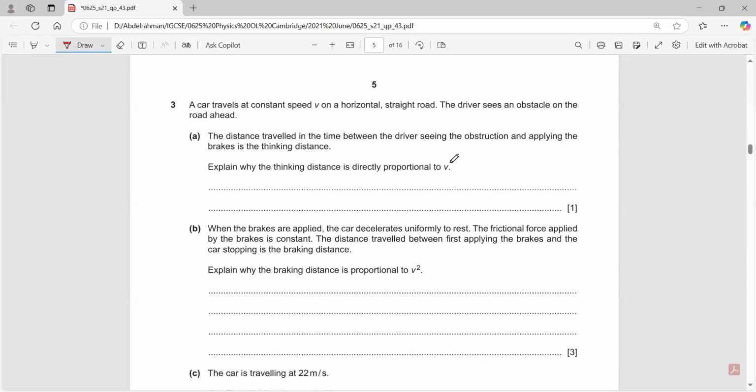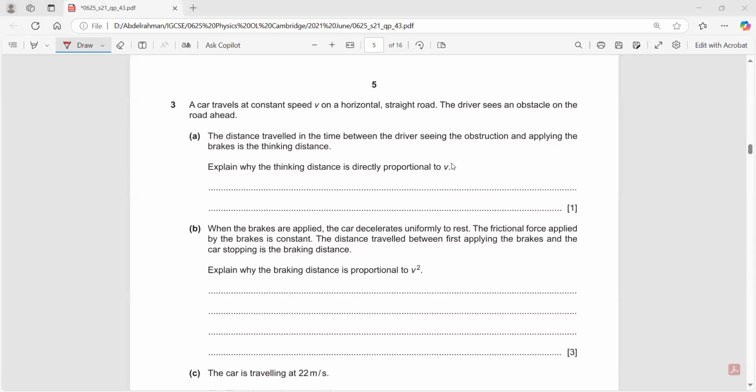But again, we are not robots. We cannot do anything instantly. There has to be some delay, which we could call in this case the thinking time. This time delay would create a thinking distance. Explain why there is a thinking distance, or why the thinking distance is directly proportional to v. Why is it directly proportional to v?